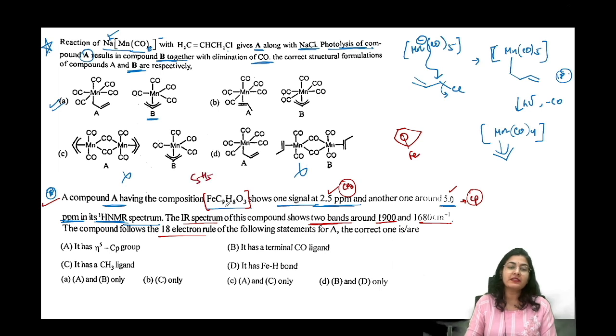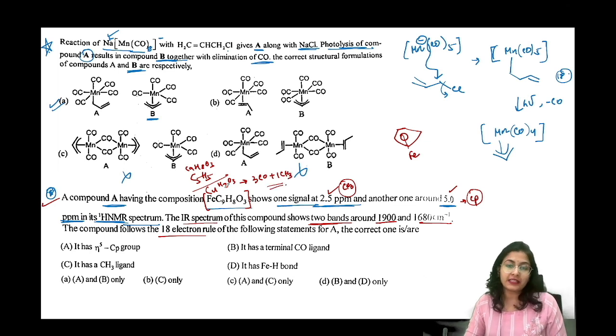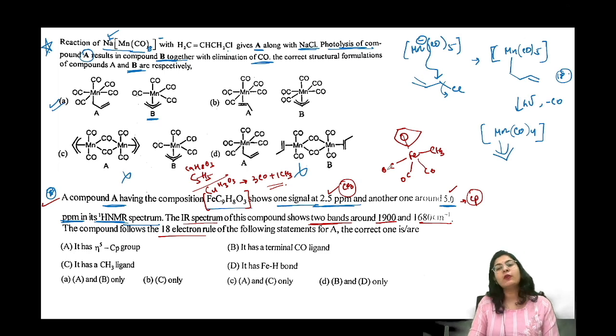How much do we need to subtract from C5H5? Subtract it from C9H8O3, you will get C4H3O3. What does that mean? That means you are having 3CO plus 1CH3. Just check it once again. This is what you will get, 3CO and 1CH3. So are we having this 3CO and 1CH3 all of them connected to iron?